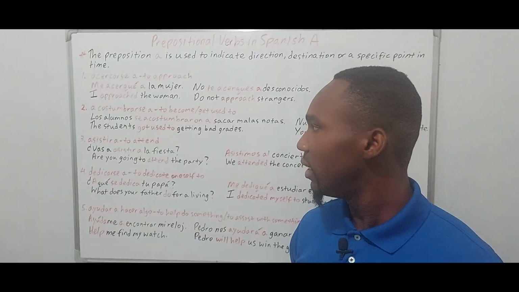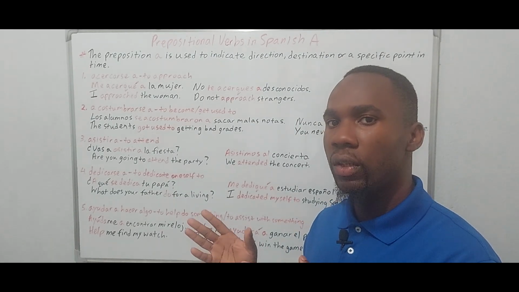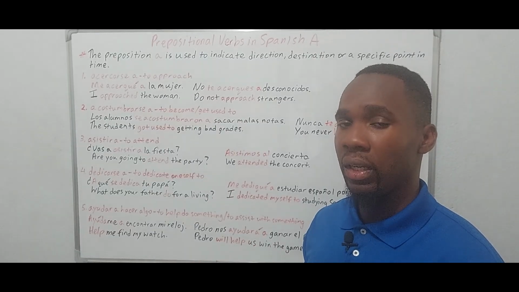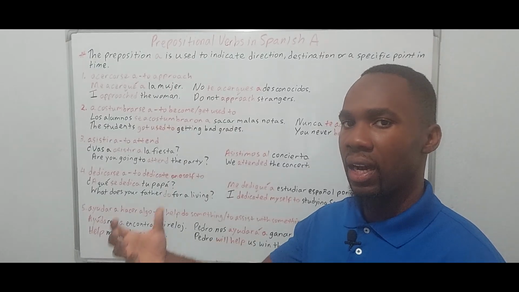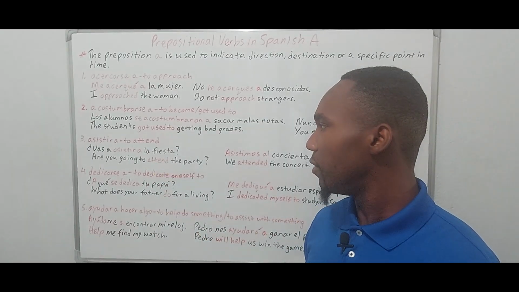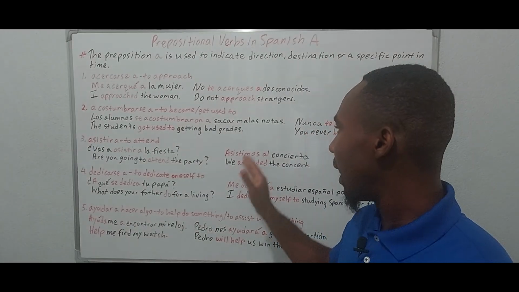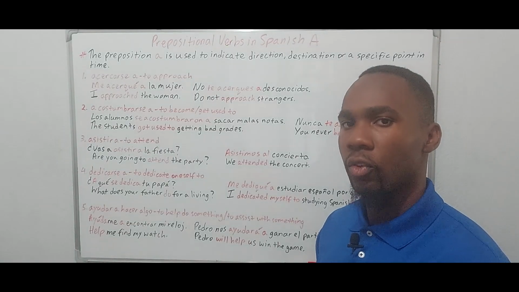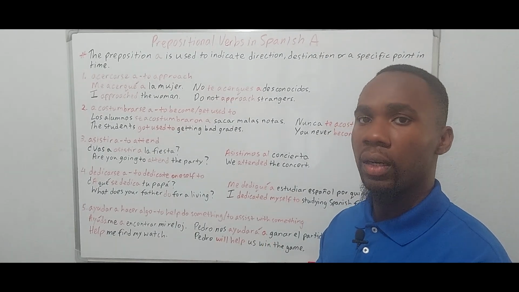Tres. Asistir a. Now, if we use a person as the object, then that means to help. So it would be a synonym of ayudar. All right? But if we use an event afterwards, then it means to attend. So, ¿vas a asistir a la fiesta? Are you going to attend the party? And asistimos al concierto. We attended the concert. So the a is very important when we're talking about attending an event.